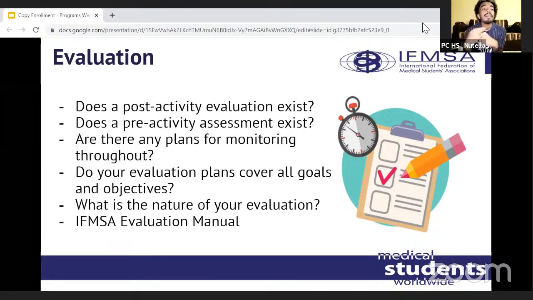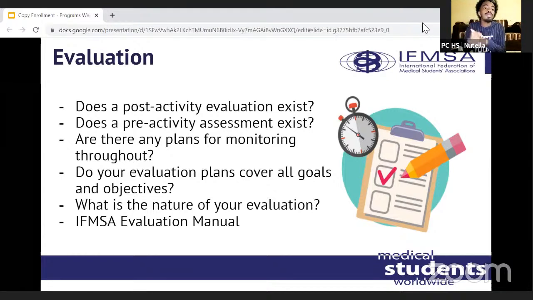And then you need to think, are you going to have plans for monitoring throughout the activity? Usually people tend to have evaluation just at the end of the activity. There aren't consistent monitoring processes taking place throughout the activity, which basically means conducting an evaluation before the activity is over, just to make sure that everything is on track, the objectives are being met, resources are not getting wasted, and all that.